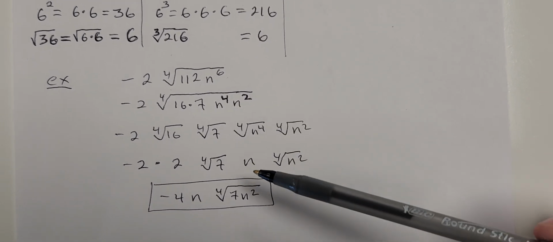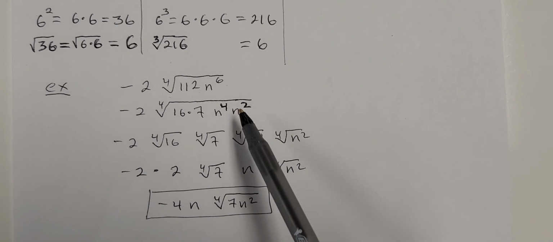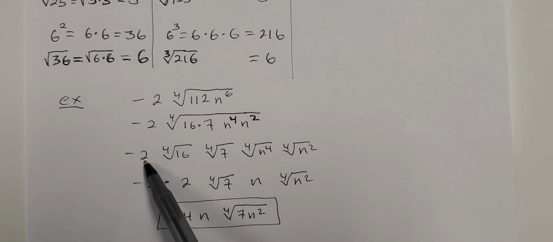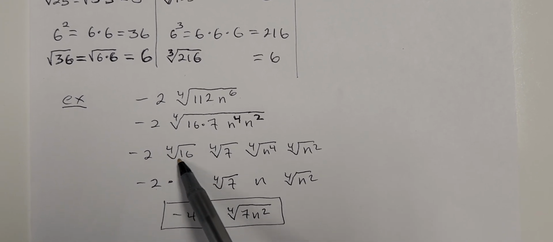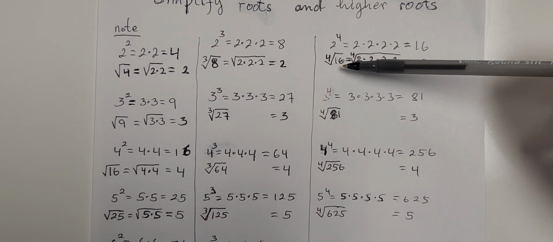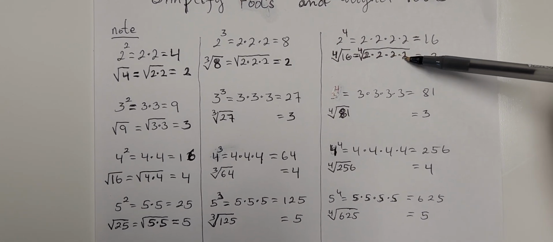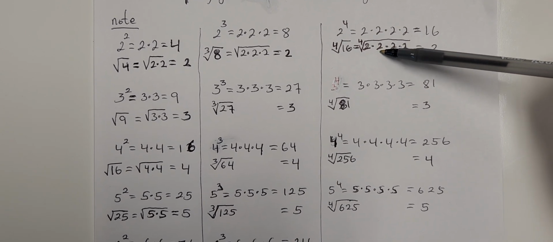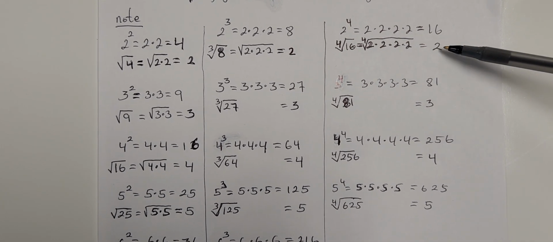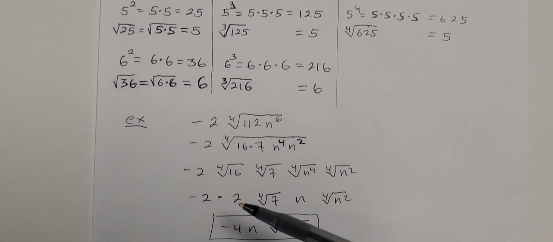Next step, I separate them individually: fourth root of 16, fourth root of 7, fourth root of n to the 4, fourth root of n squared. Don't forget this -2, so bring it straight down. If you look at our list up here, fourth root of 16 is technically 2. Why 2? Because there are four 2s. 2 times 2 gives me 4, 4 times 2 gives me 8, 8 times 2 gives me 16. So fourth root of 16 is 2. So turn this fourth root of 16 into 2.